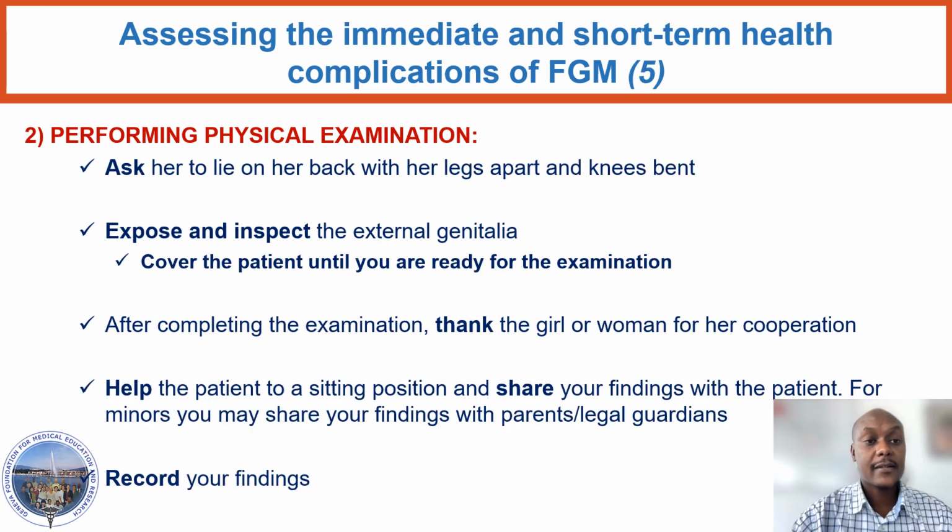You will then ask the woman to lie on her back with her legs apart and knees bent, and then expose and inspect the external genitalia, making sure to cover the patient until you're ready to examine her. After completing the examination, you will thank the girl or woman for her cooperation, help her to a sitting position, and share your findings with her. For minors, you may share your findings with the parents or legal guardians. Finally, you will record your findings accordingly.